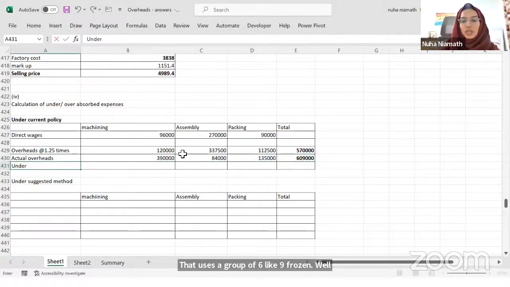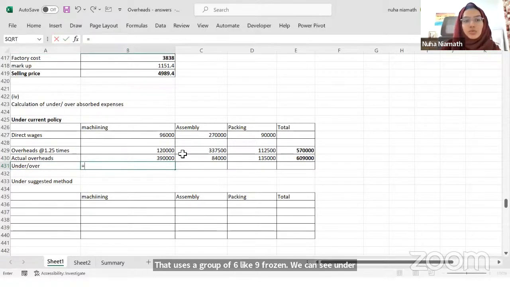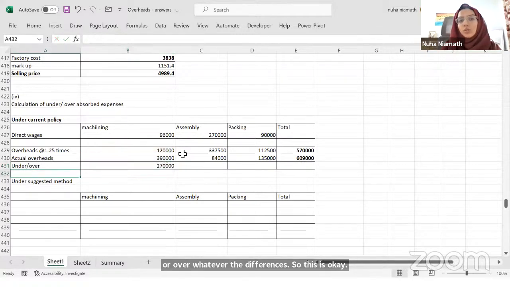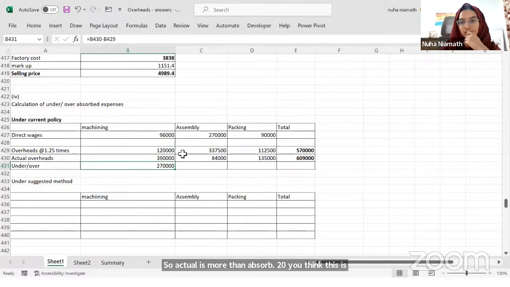So here we can see under or over, whatever the difference is. So this is a case of actual is more than absorbed. So what do you think? This is under absorbed or over absorbed? For machining department, this is under absorbed or over absorbed? Let me know in the chat box.